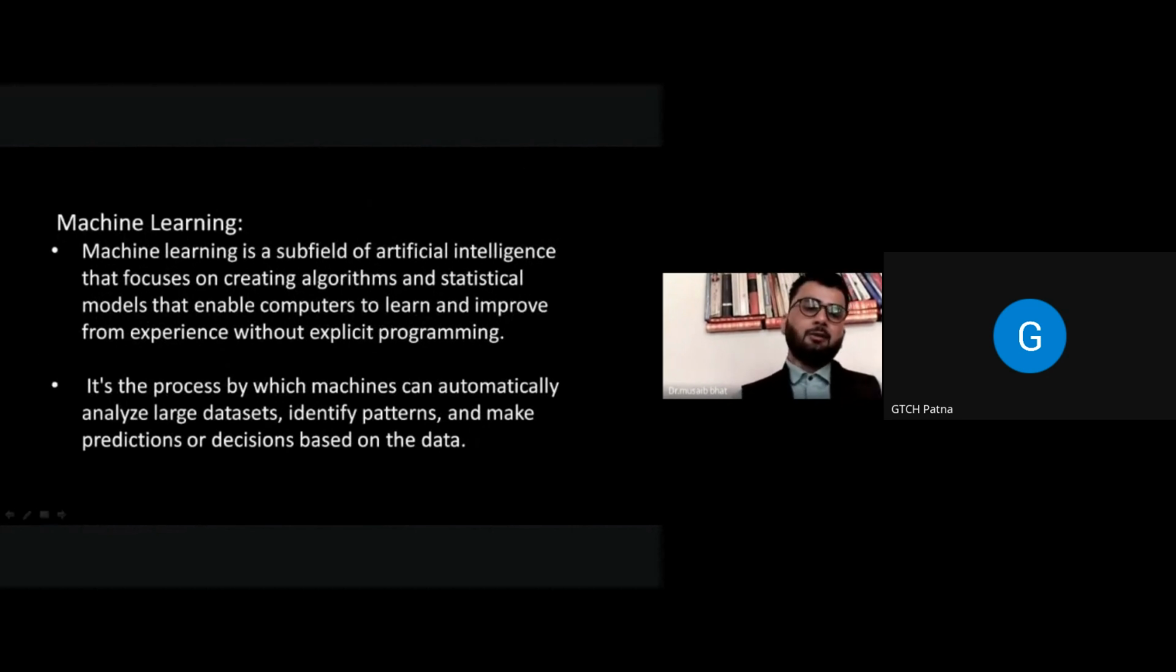So I had told you earlier that I will explain these terms. These are some sub-terms that are used in artificial intelligence, such as machine learning. So what is machine learning? Machine learning is a subfield of artificial intelligence. It focuses on creating algorithms and statistical models that enable computers to learn and improve from experience without explicit programming.